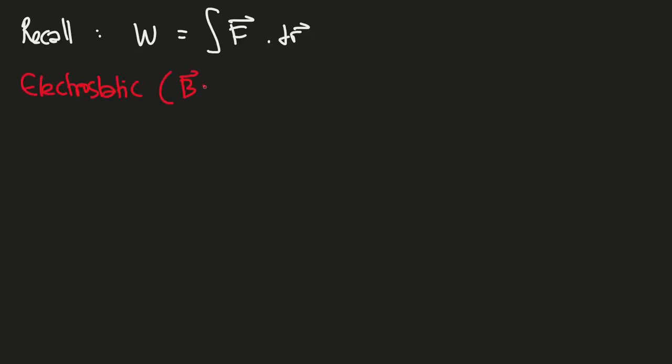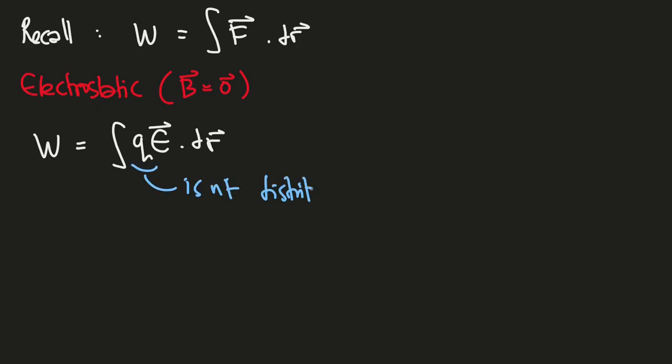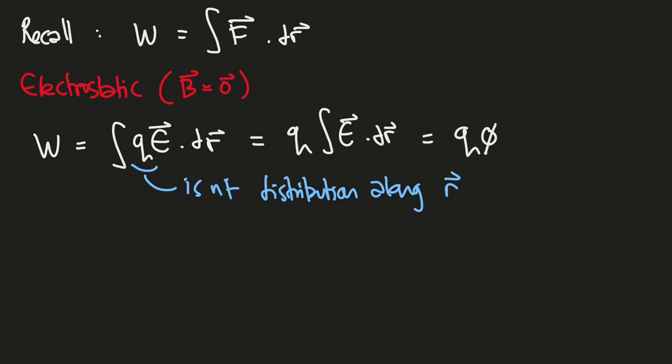Next, we recall the definition of work as this integral. So in the electrostatic case, where the magnetic field is equal to 0, work is equal to this integral due to the Lorentz force definition. And then Q here is distributed along r, so we can put Q outside of the integral, and this integral is the definition of potential as before.